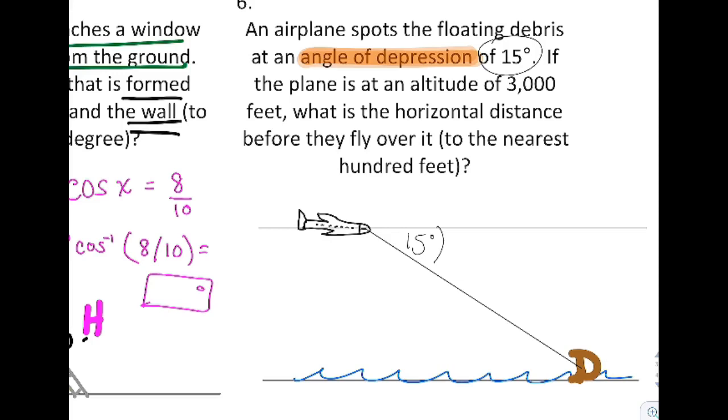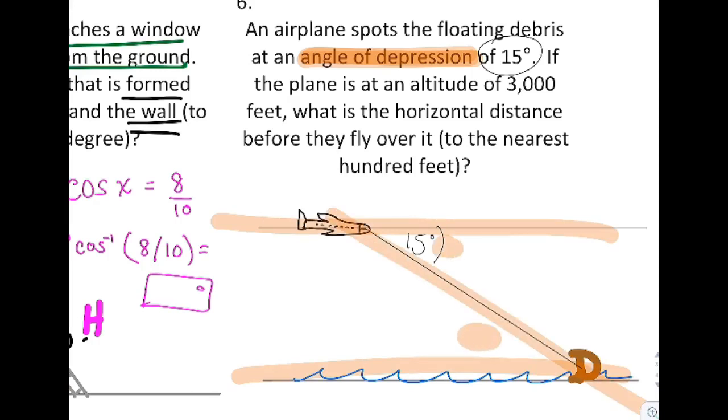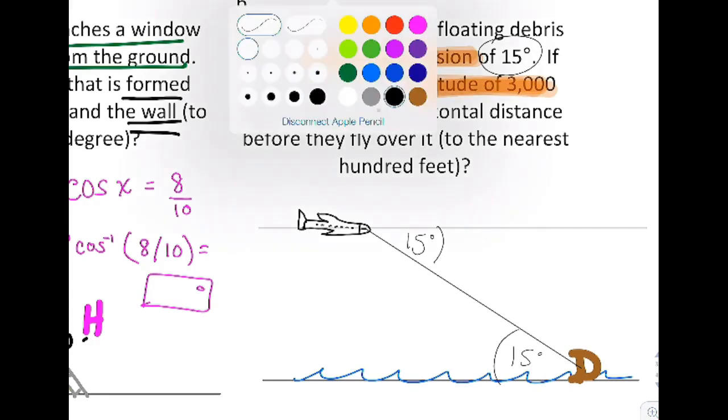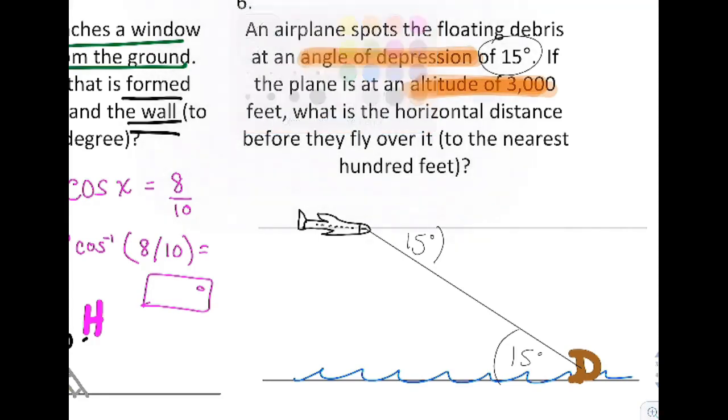Now, we learned in class today that that 15 is alternate interior with this right here. Those two angles are alternate interior. So if 15 is up there, 15 is also down here. It would be the angle of elevation from the debris up to the plane too. Then it says the plane's altitude is 3,000 feet. Well, altitude means how high is the plane. The plane, when you measure altitude, is straight up from the ground. You always measure height straight up, perpendicular to the ground. And that is 3,000 feet.